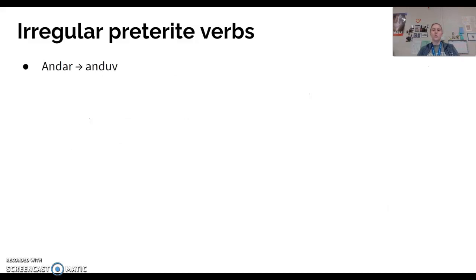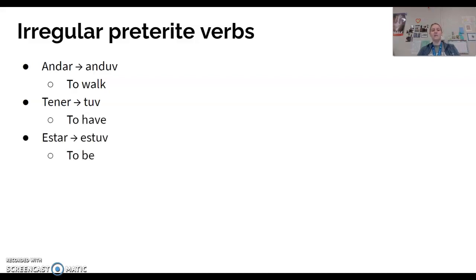Okay, so our first one is andar, which means to walk, and the new stem is anduv. So this one's kind of similar. Some of them are going to look similar, some of them are not, okay? So andar, to walk, becomes anduve, sorry. And so anytime I say to walk in this chapter, I want you to use andar and not caminar. Tener becomes tuv. We know that one is to have. Estar becomes estuv, and then we're going to add new endings to these, okay?